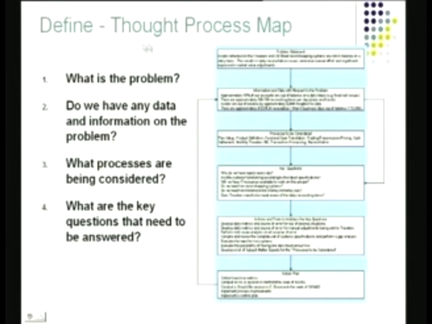Then walking through the thought process itself when you're doing Define: what is the problem? Do we have any data or information on the problem? Just think of being at the Define stage and asking these questions. What is the problem? Do you have any data or information to shed some light on the process? What processes are being considered? This also has to be pinned down. And what are the key questions that need to be answered? These are queries that you might like to answer.